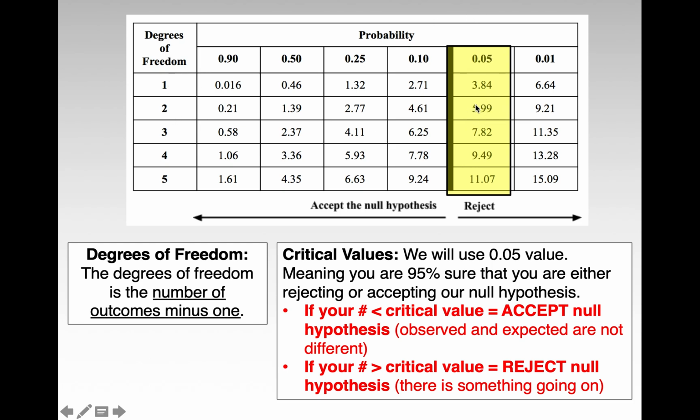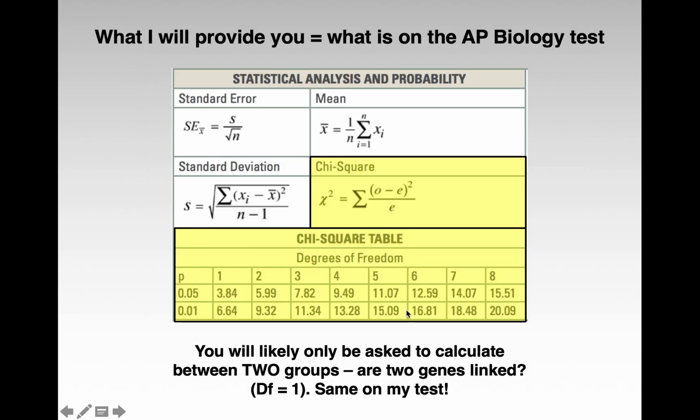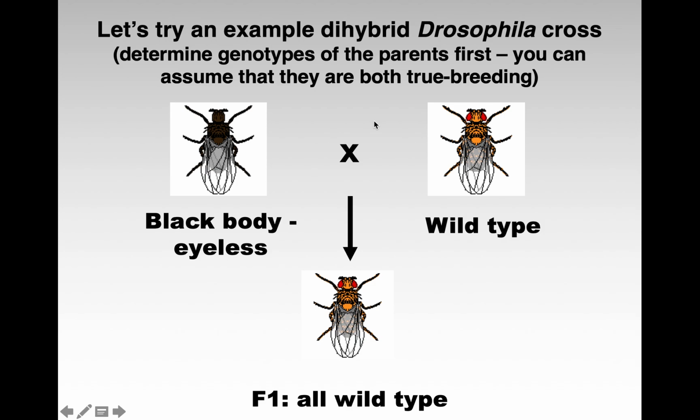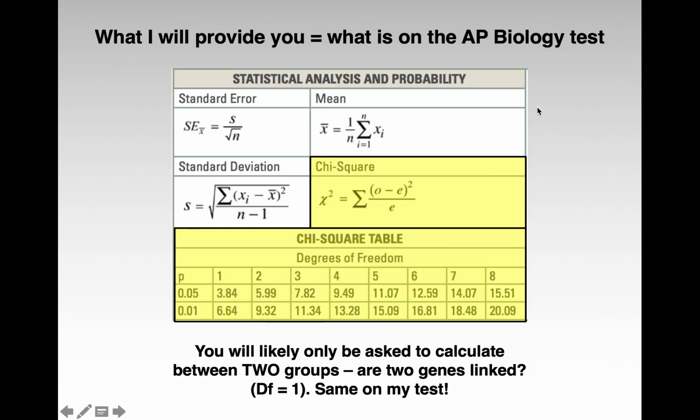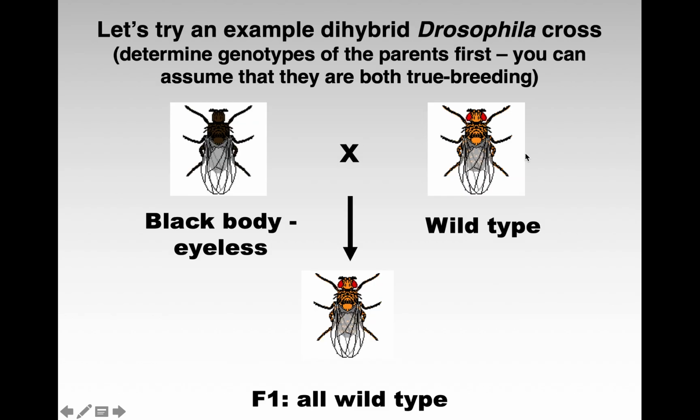If your chi-square number is above this, you're going to reject the null hypothesis. If it is below, you're going to accept the null hypothesis, right? So if your chi-square number is below, you accept. Above, you reject. This is kind of what is on the AP equations thing, which I will post for you, the AP biology equation sheet. I will post that so you guys have access to that during your cumulative exam.